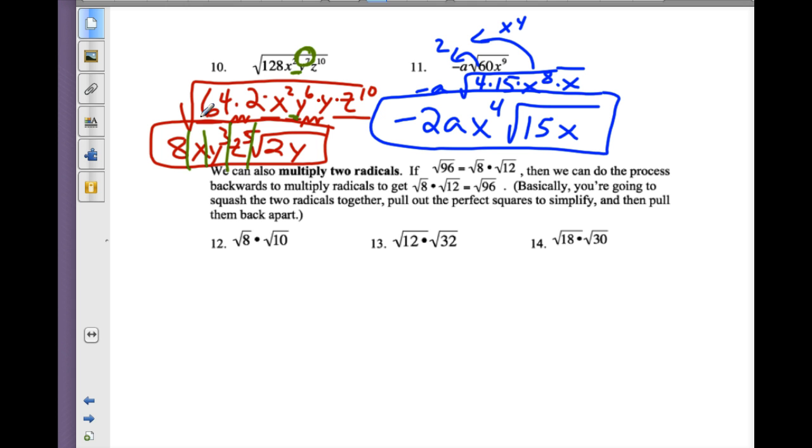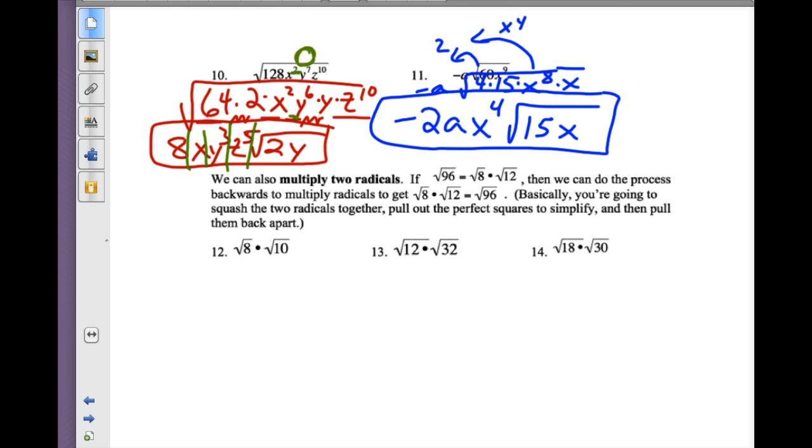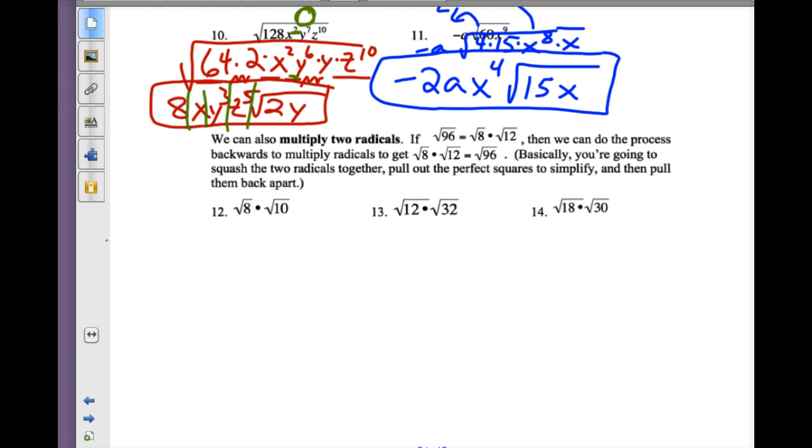Now we can multiply radicals together. We did a couple examples like this. Then we can do the process backwards to multiply radicals together: radical 8 times radical 12 equals radical 96, and then we would simplify that. Miss Perillo talks about squashing the two radicals together and then pulling them back out apart. Watch what we mean here.